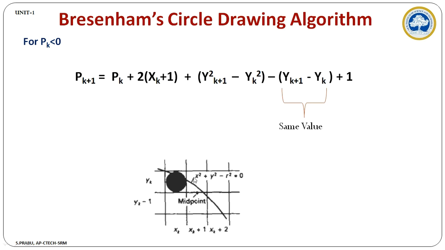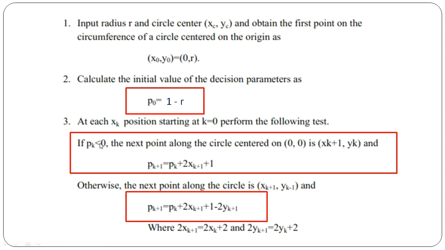So the next possible y coordinate value is also the previous one, that is yk, and yk plus 1 and yk are both the same value. So this term becomes 0. In the same way, this term also becomes 0. So I remove these two terms, I can get this value. That's why if pk is less than 0, you can get this formula.